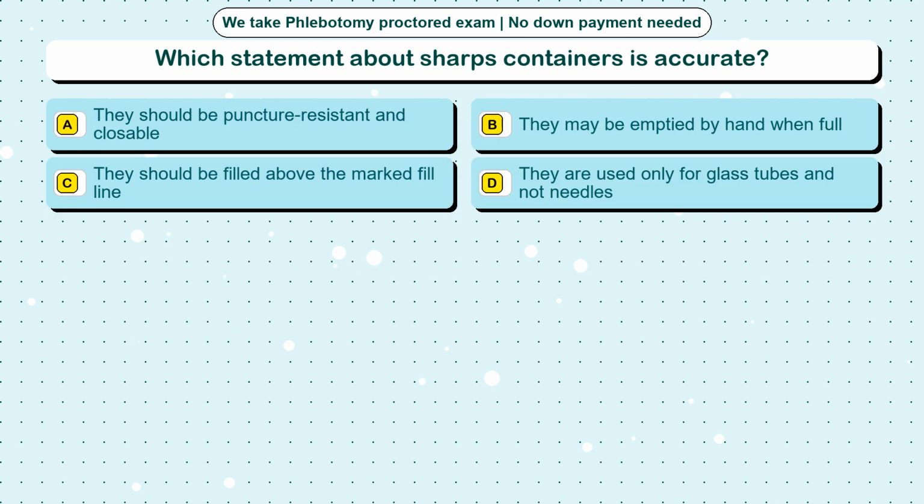Question 7. Which statement about sharps containers is accurate? Option A, they should be puncture-resistant and closable. Option B, they may be emptied by hand when full. Option C, they should be filled above the marked fill line. Option D, they are used only for glass tubes and not needles.